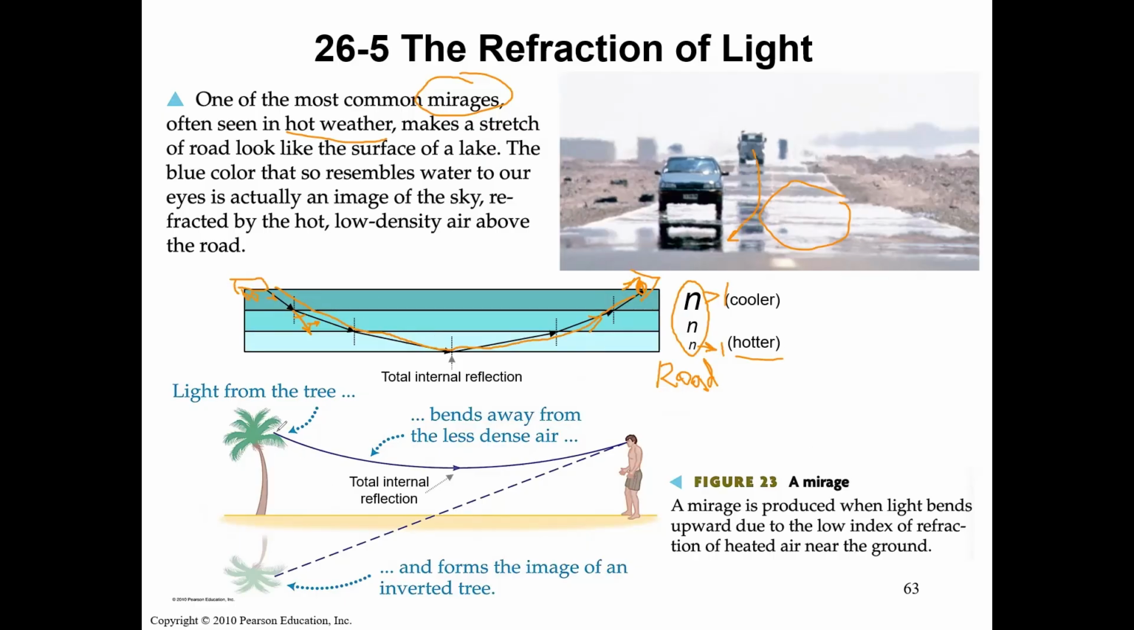So the light from the tree, if there is hot air near the ground, will bend the light rays. If you bend the light ray and it hits your eye, it looks like it's emitted from a straight line from an object below the road. So this is a common mirage from the refraction of light.